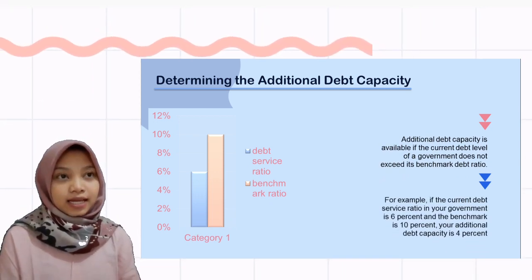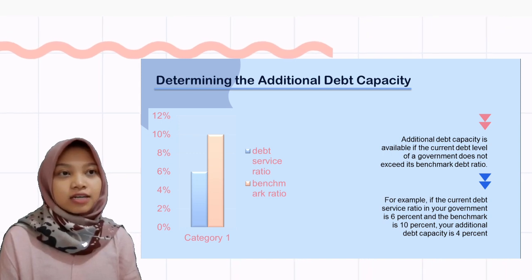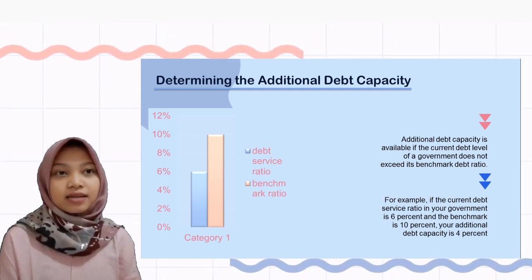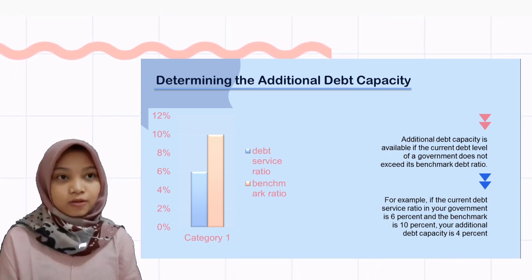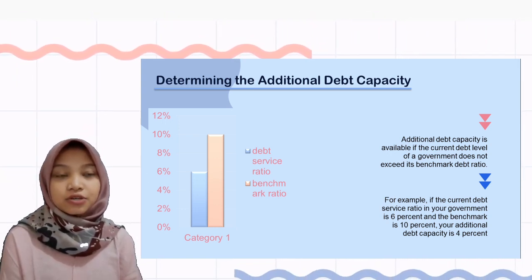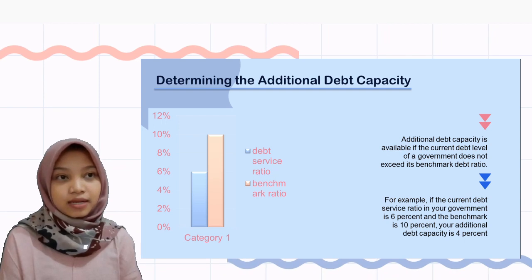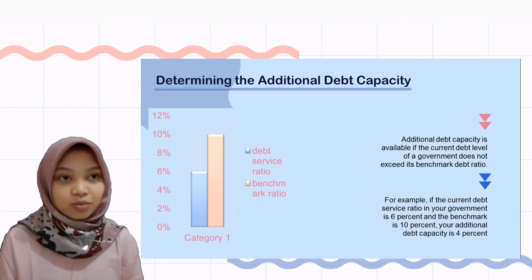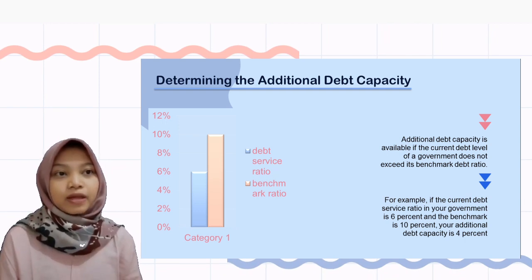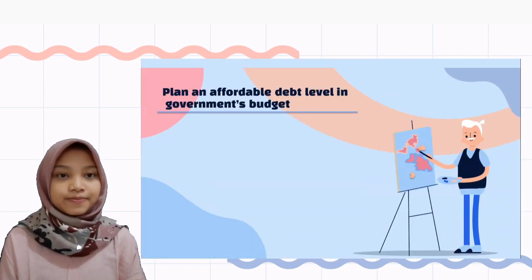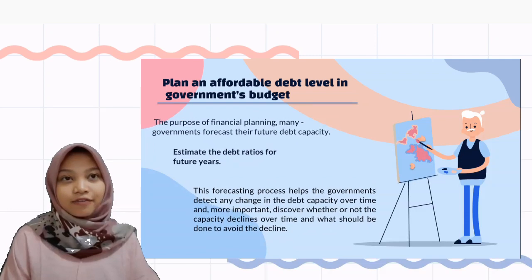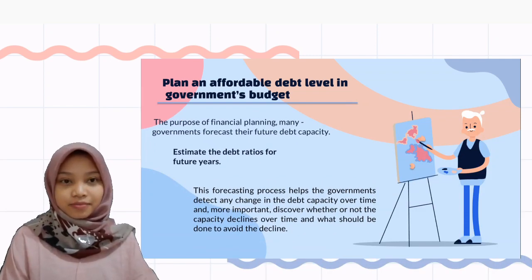Additional debt capacity is available if the current debt level of a government doesn't exceed its benchmark debt ratio. For example, if the current debt service ratio in your government is 6% and the benchmark is 10%, it means your additional debt capacity is 4%. And now, we can plan an affordable debt level in the government's budget.